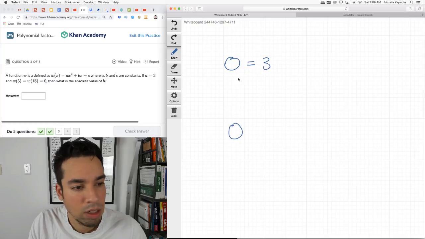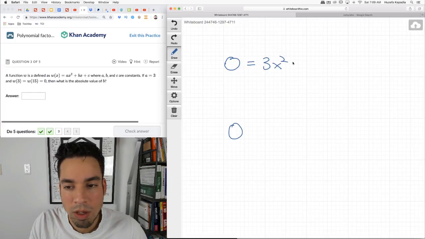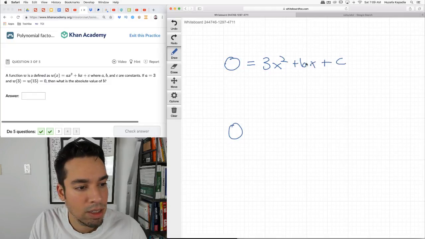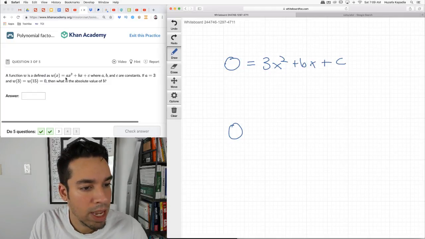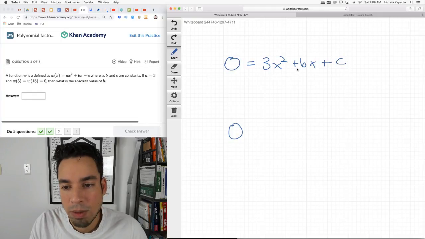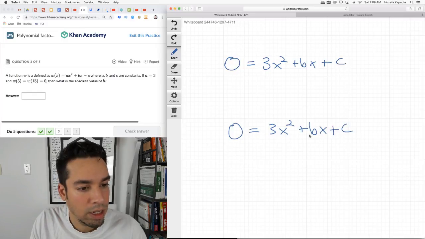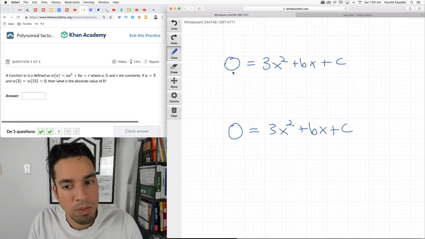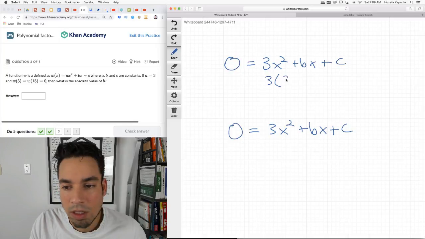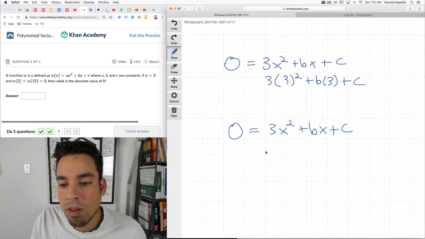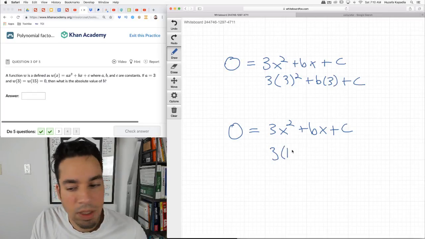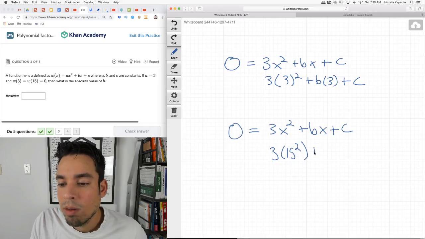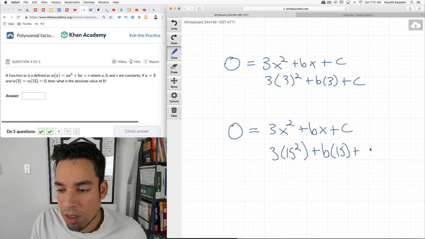So first of all, a is 3. I'm replacing that a, and then x squared plus bx plus c. And this is the case when we're plugging in 3 for x. So let's first plug in 3. Hold on. And then this will be the second function where we're plugging in 15. Okay. Right? So there's my 15. I'll kind of do it slightly simultaneously. 3 squared plus b times 3 plus c. And this is 3 times 15 squared plus b times 15 plus c. Okay.